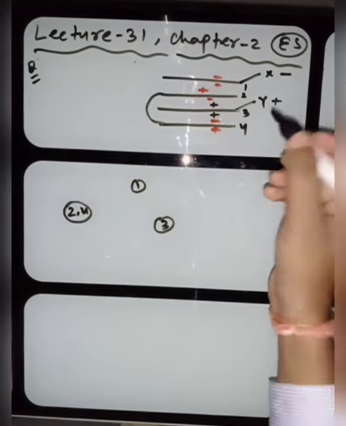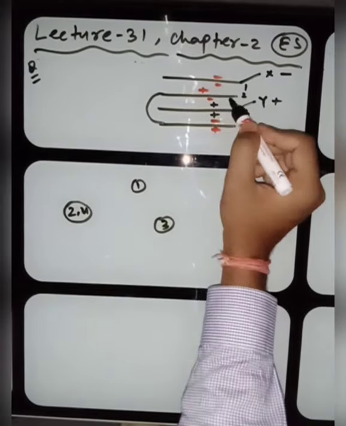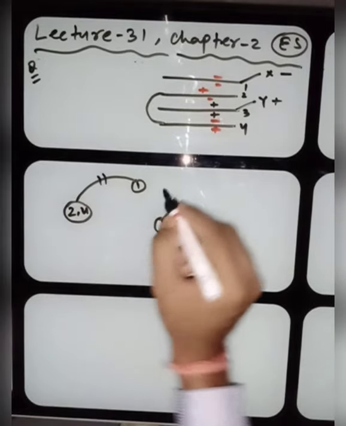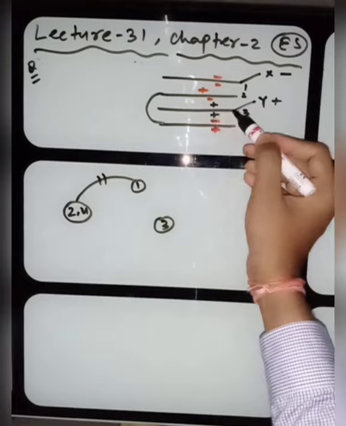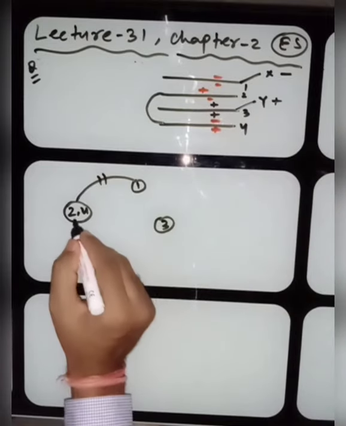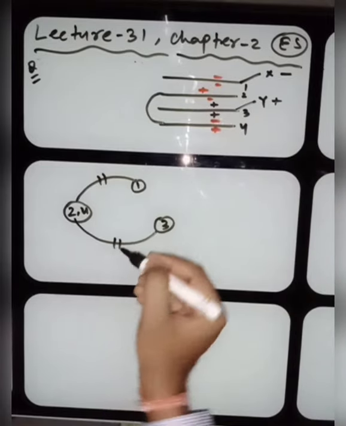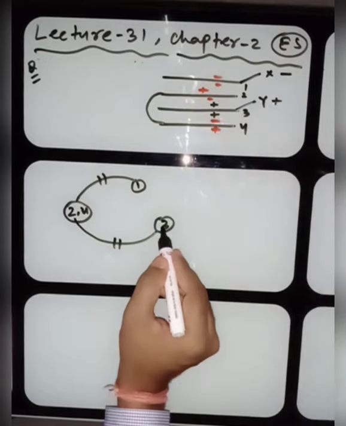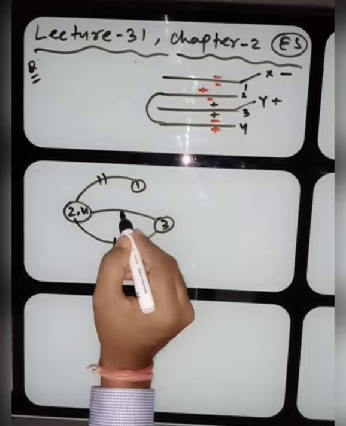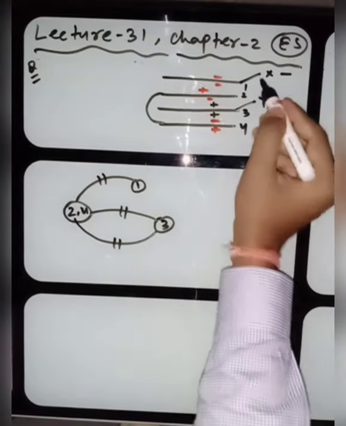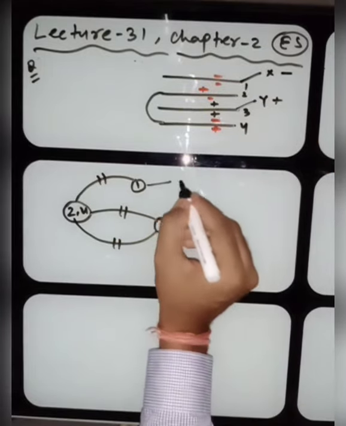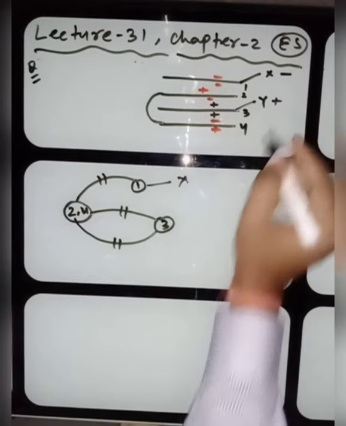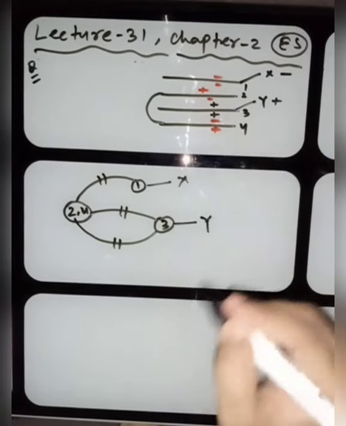Now find out the capacitor. Between 1 and 2 there is one capacitor. Between 2 and 3, one capacitor. Between 3 and 4, one capacitor. Now find out the terminal: from 1 it is X, and from 3 it is Y.